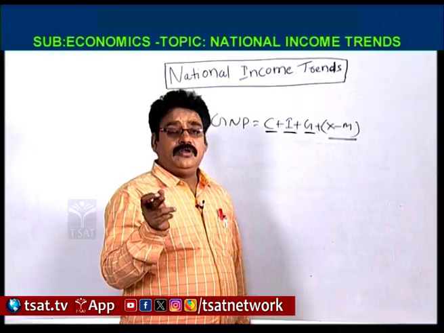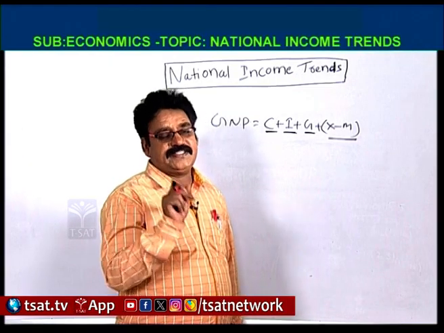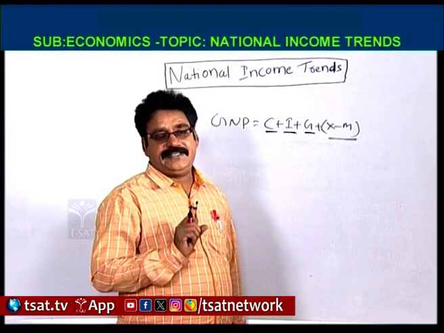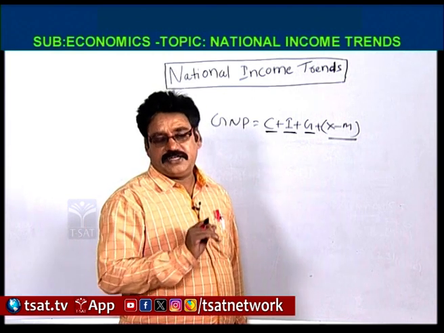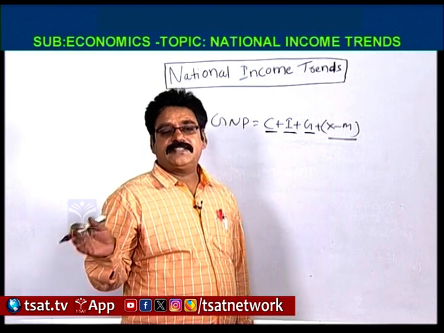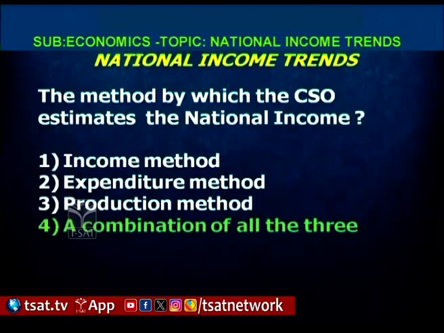So, the method which the CSO uses: a combination of all these three is the right answer. In some sectors, the income method is used. In some sectors, the production method is used. In some sectors, the expenditure method is also used. So, the right answer is a combination of all three.